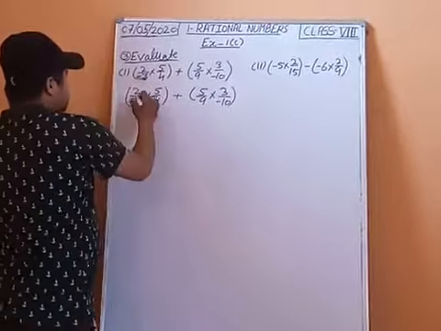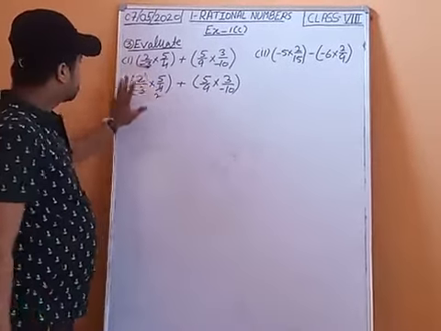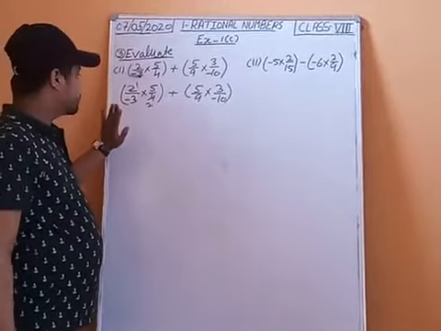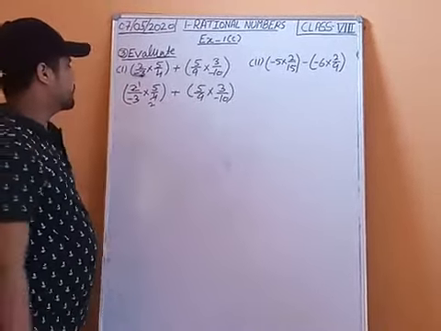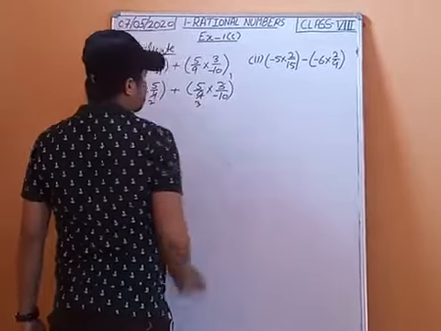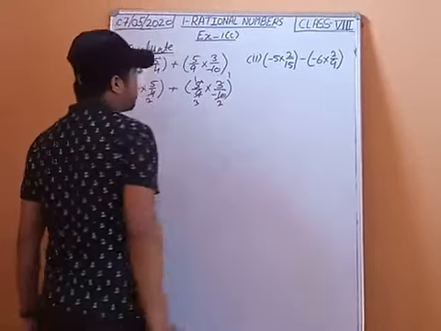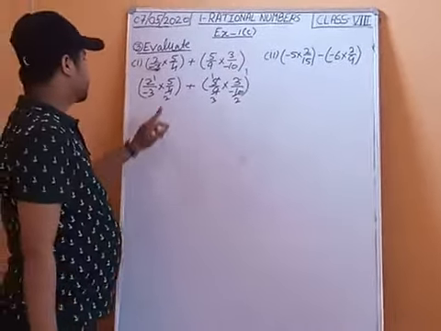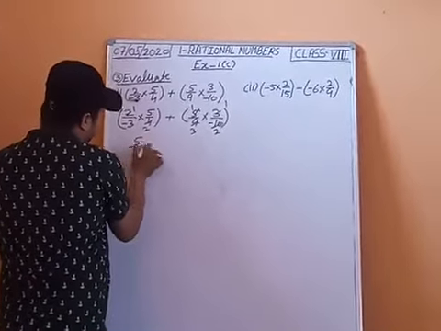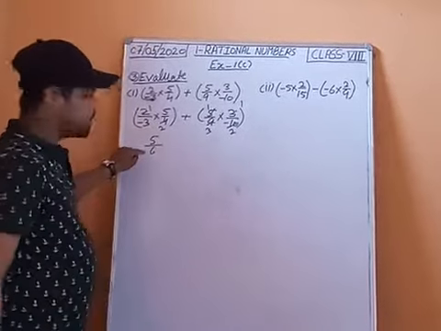So 2 1 is 2, 2 2s are 4. See, is any other number divisible in this multiply? No number is divisible. Now come to this multiply. 3 1 is 3, 3 3s are 9. 5 1 is 5, 5 2s are 10. Now do the multiply. 5 1 is 5, 3 2s are 6. Minus plus minus, 6 is coming.